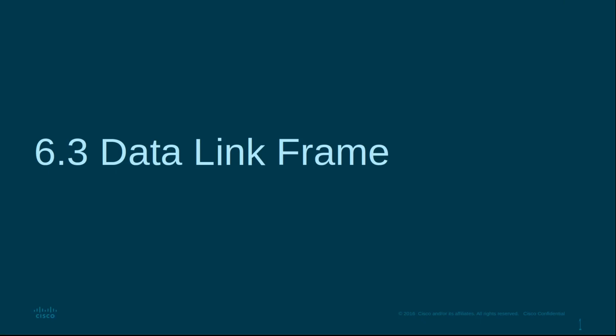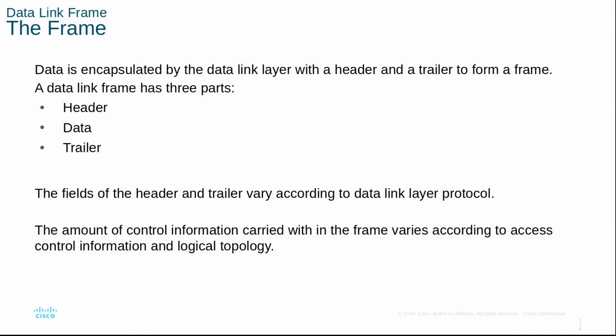Now, when we're looking at an actual data link frame, this is the data inside, right? It's encapsulated by a data link layer header and a trailer that form a frame. So the frame has three parts: the header, the data, and the trailer. The header and the trailer vary according to what protocol you're using, and the amount of control information contained within these depends on what protocols you're using.